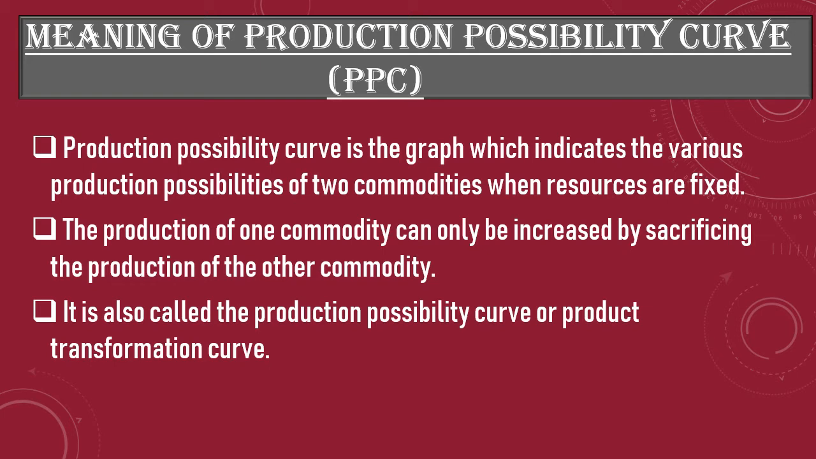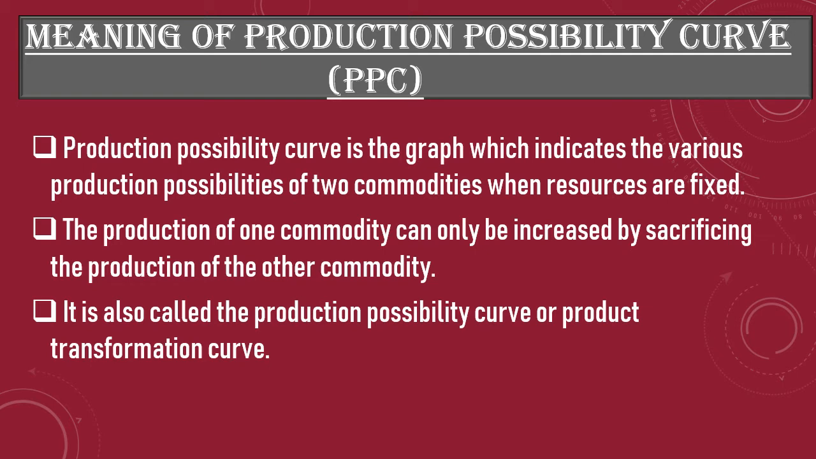So here is the rule: production of one commodity can only be increased by sacrificing the production of the other commodity. It means if you want to increase the production of one commodity, you have to decrease the production of the other, because we have limited resources. If we want to increase the production of one commodity, let's say X, then we have to reduce the resources in the production of Y commodity so that we can use those resources in the production of X to increase its production.